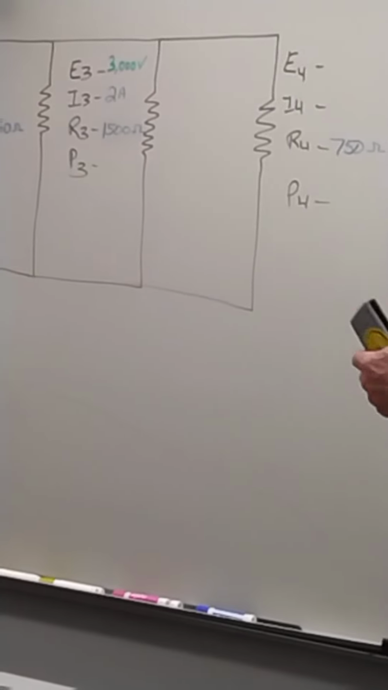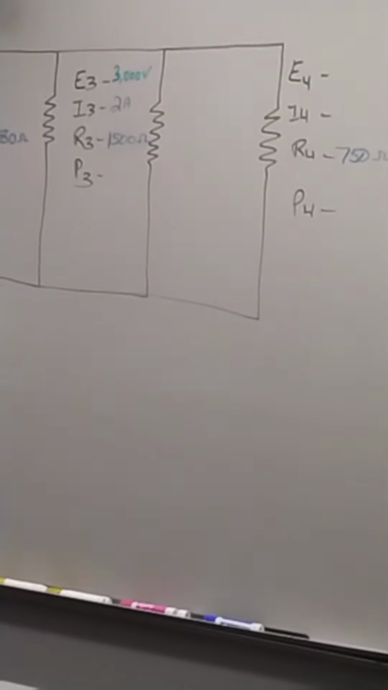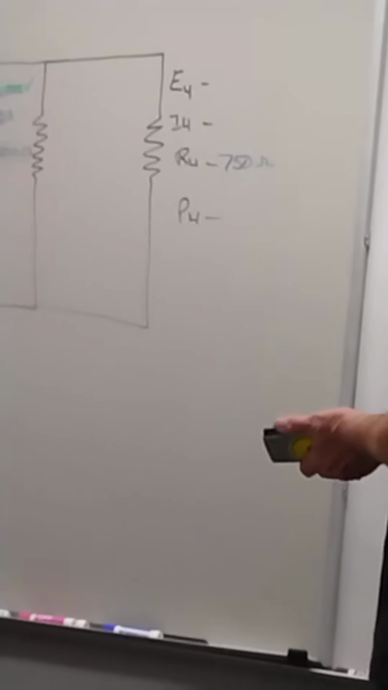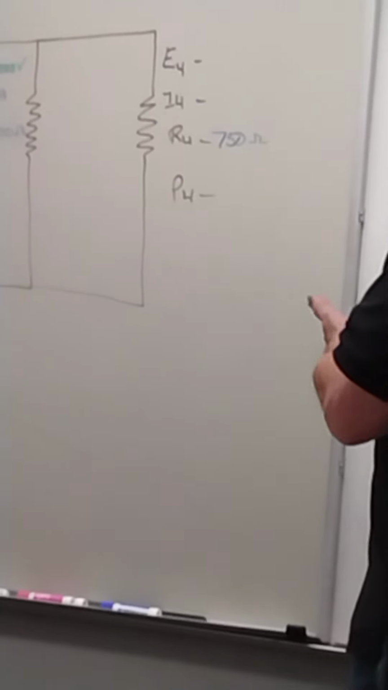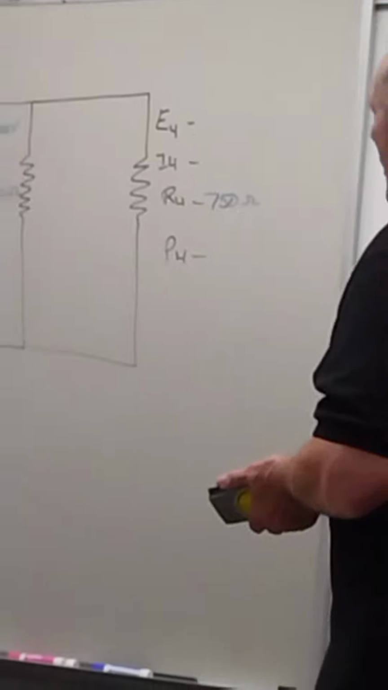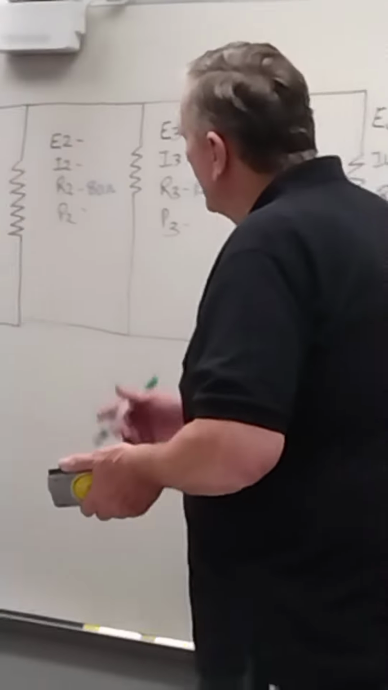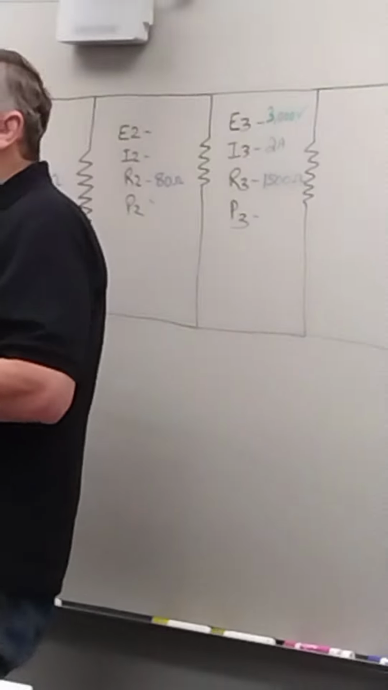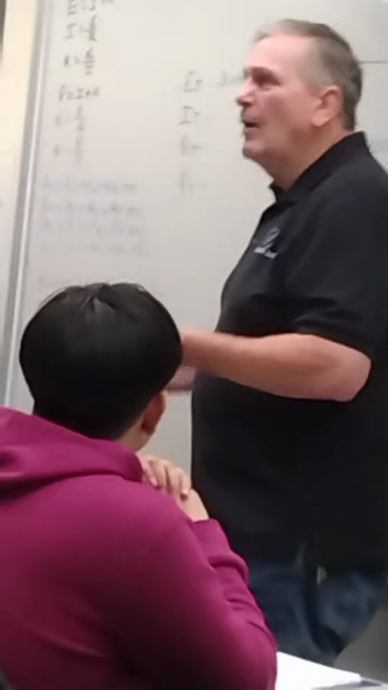Now what we've got to find is R total. Now we have E total, and we have the current of one branch. So the only way we're going to find I total is what? I can find R total, but I really don't want to use this formula, so I'm going to take a different approach to solving this particular problem.